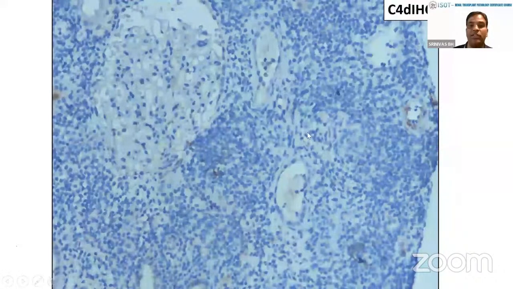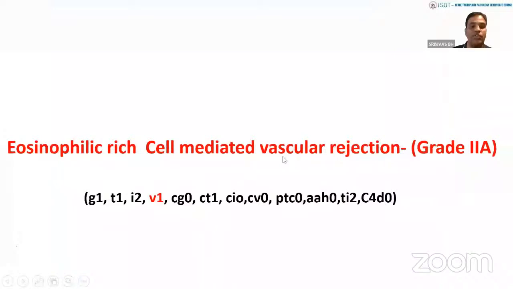Again, the C4d is negative. So the morphological features are glomerulitis and endothelitis with significant interstitial inflammation. This fits into cell-mediated rejection because of the significant interstitial inflammation as well as V1 lesions: eosinophil-rich cell-mediated vascular rejection. So here the cell-mediated rejection is causing the proteinuria.